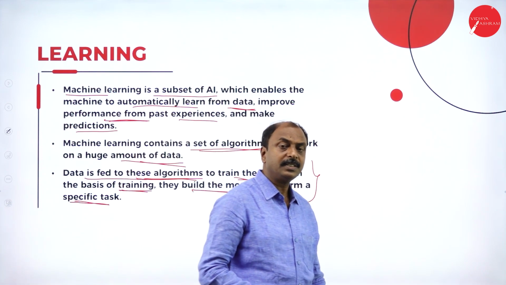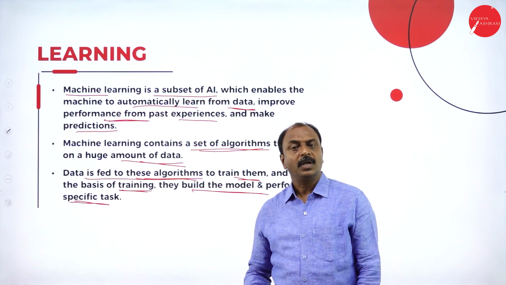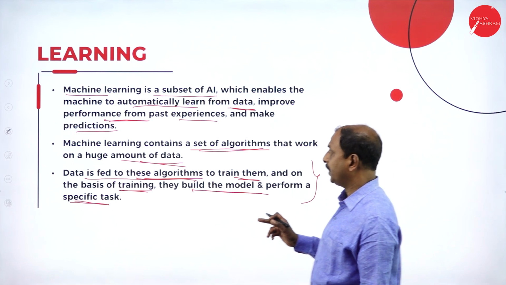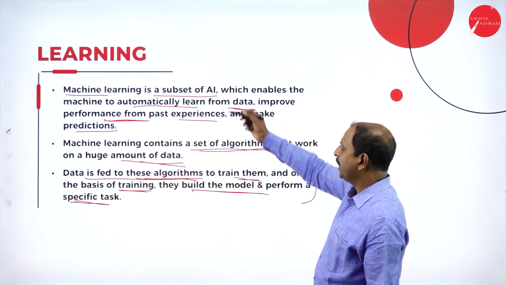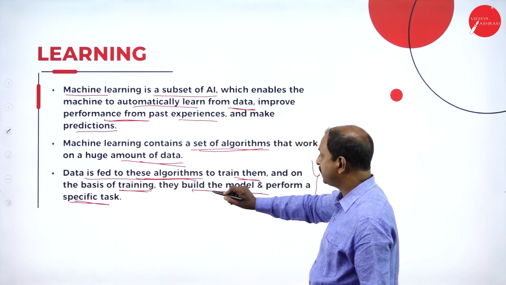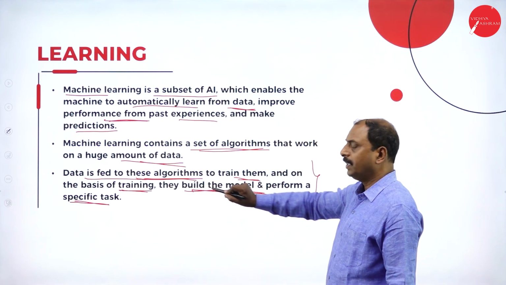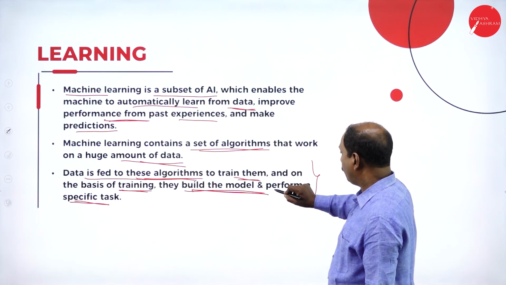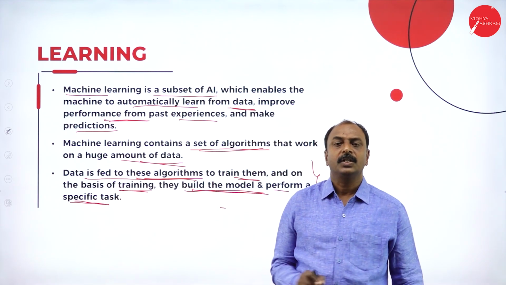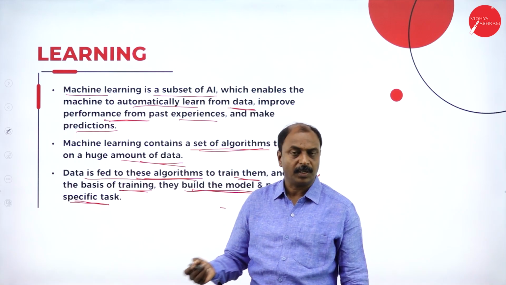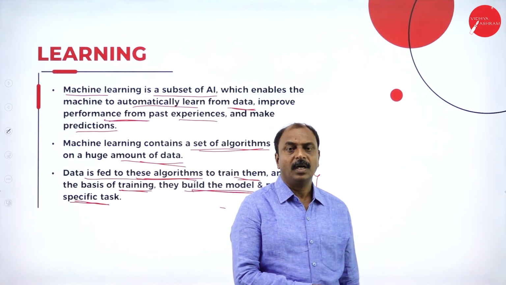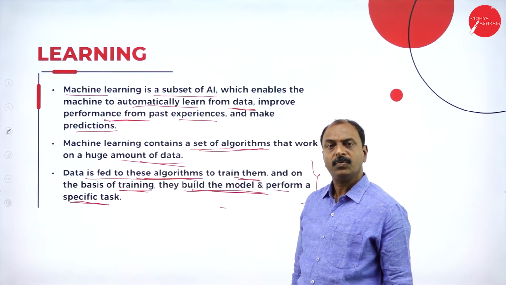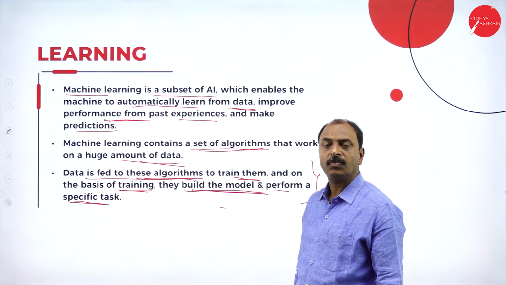So the main concept here is the data is fed into the computer system or AI system, where it goes to the algorithm. Through the algorithm it will be trained, and they build their own model depending on the input as well as the algorithm, and perform a specific task. So if we have one algorithm, it does only one work, or one algorithm is designed only for one particular type of work. This is the basic definition of machine learning.